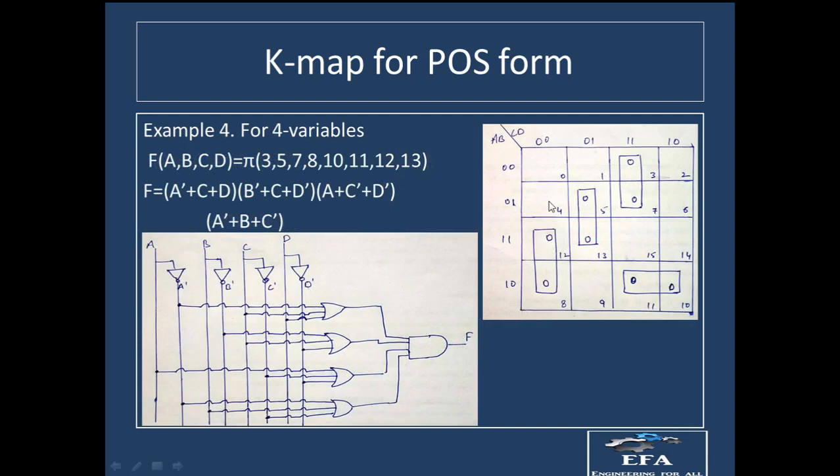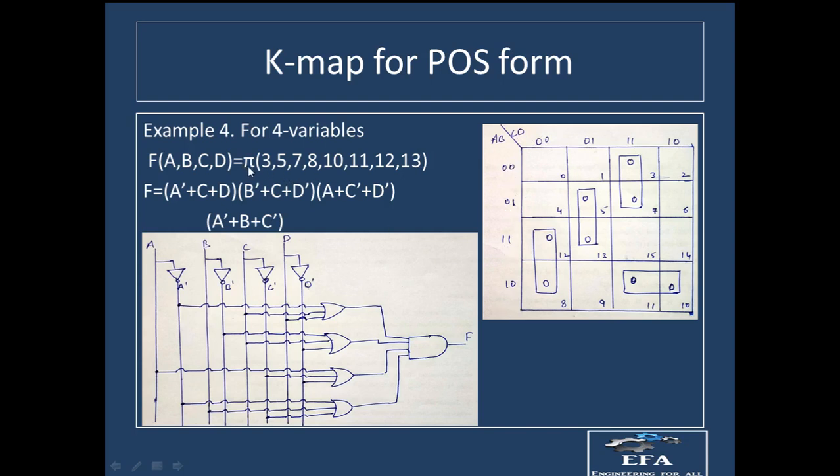So this is the example for a 4 variable POS type of expression. Again this type of value will be given. So you can see f is equal to a, b, c, d. So therefore 4 variables are there, therefore 2 power 4 will be equal to 16. So 16 cells are required. So we can have the arrangement like this. So we'll be having AB and CD, 00 01 11 10, 00 01 11 10.